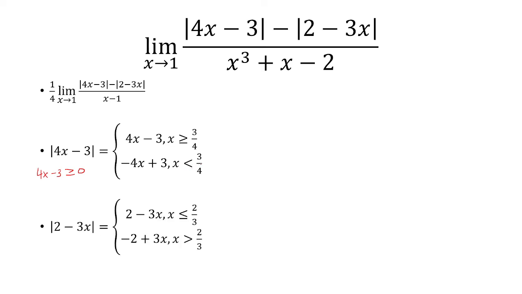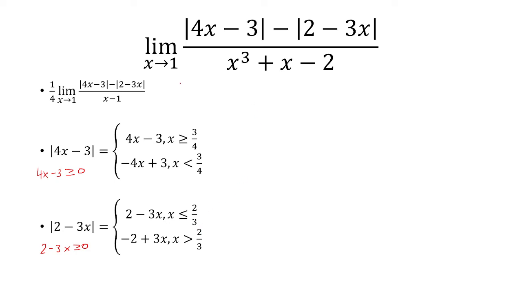And similarly with 2 minus 3x, we know it's going to be 2 minus 3x if this inside is greater than or equal to 0, which means x is less than or equal to 2/3. And again, the opposite: multiply by the negative, and then we get x greater than 2/3.